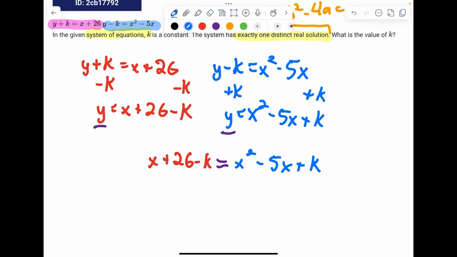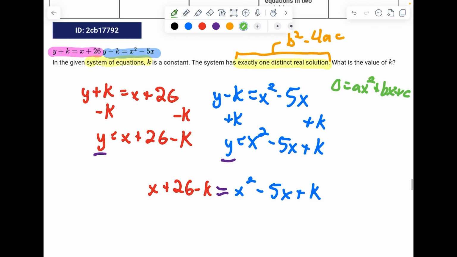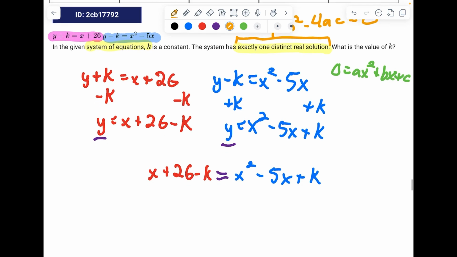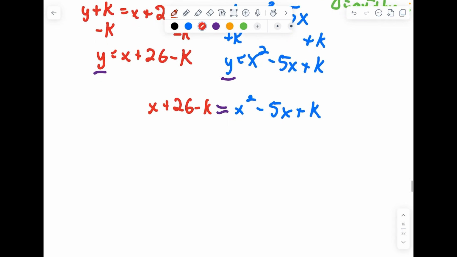Now, since they have exactly one distinct real solution, I'm going to want to get this into standard form, which is going to be 0 equals ax squared plus bx plus c. And I'm going to want to identify my a, b, and c terms and plug them in for b squared minus 4ac equal to 0, because it has exactly one distinct real solution. Once again, that has to do with my discriminant. You can check that out in another video.